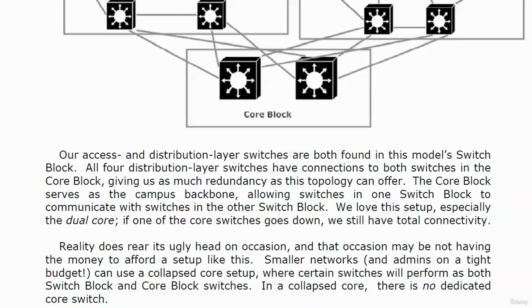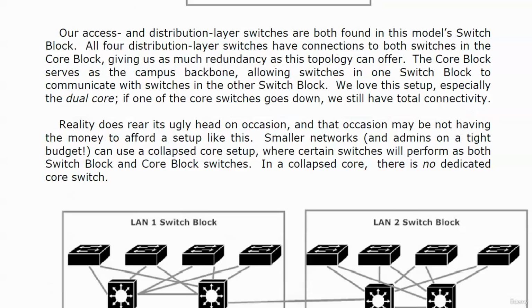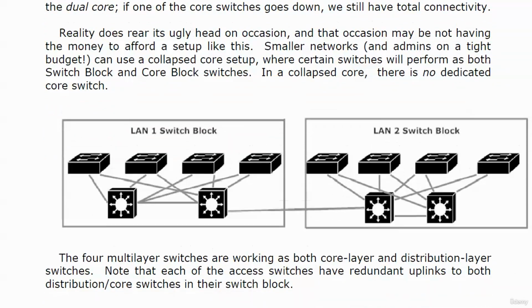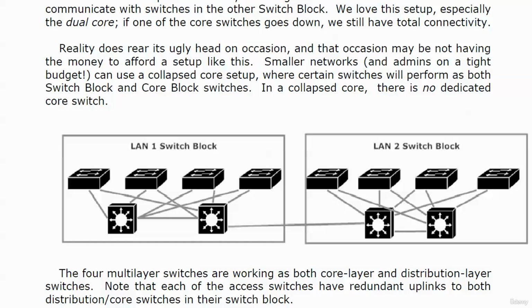And smaller networks can use what we call a collapsed core. And in a collapsed core, there is no dedicated core switch. Certain switches will perform as both switch block and core block switches, and it's going to look something like this. We have absolutely no dedicated core switch here at all. The 4 multi-layer switches are acting as core layer and distribution layer switches. And notice that now each of the access switches has redundant uplinks to both distribution/core switches in their switch block.